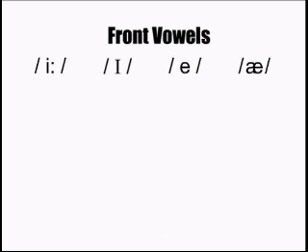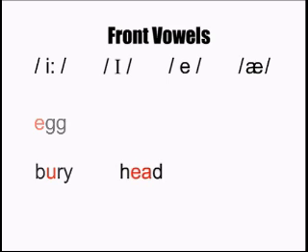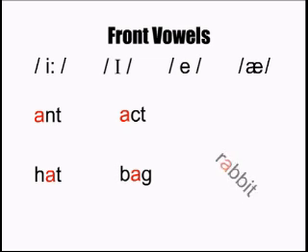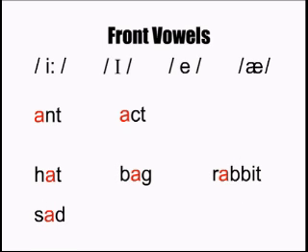Eh occurs initially as in egg, medially as in berry, head, said, yet it never occurs finally. A comes initially as in and, act, medially as in hat, bag, rabbit, sad, but it never comes finally.